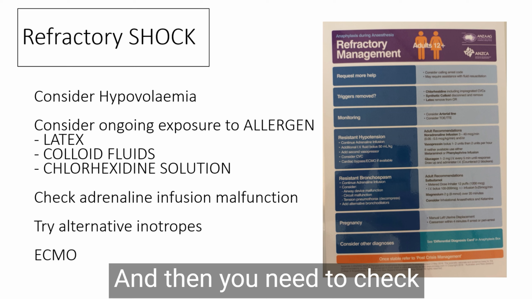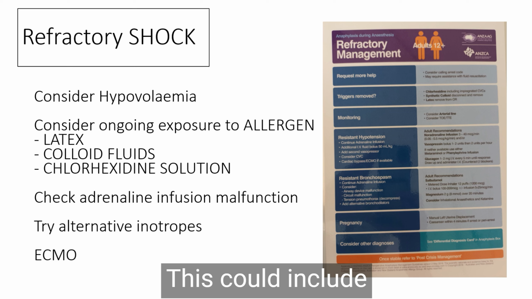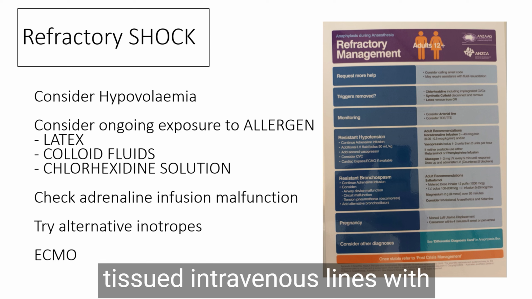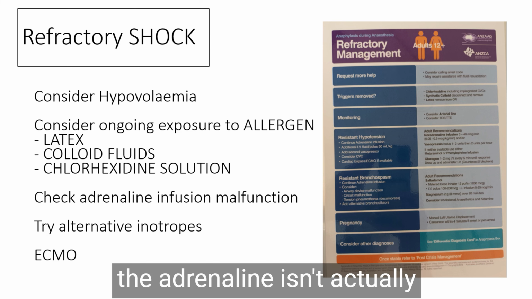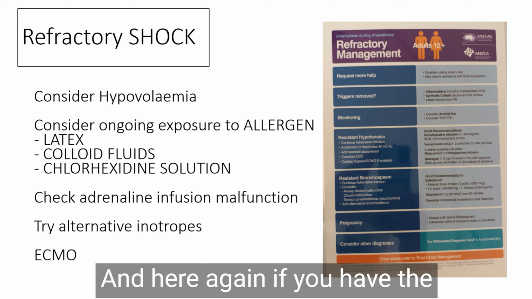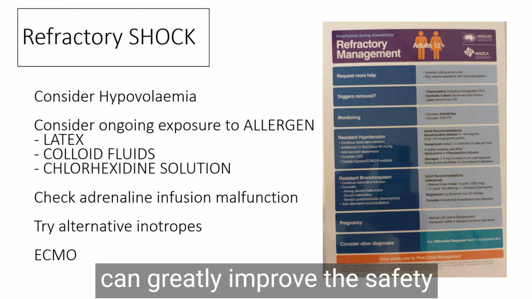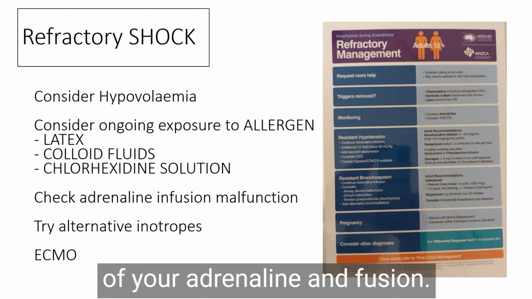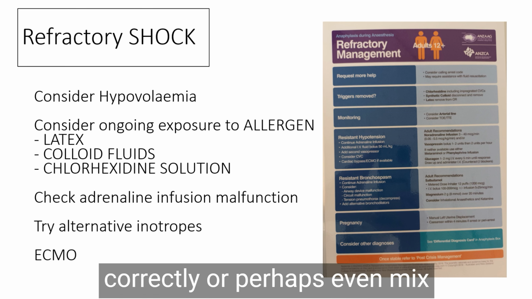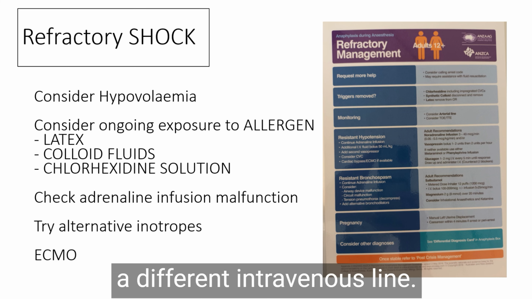Then you need to check that your adrenaline infusion hasn't malfunctioned. This could include disconnections, loose connections, and tissued intravenous lines where the adrenaline isn't actually reaching the bloodstream. Here again, if you have the facilities to put in a central line during the resuscitation, this can greatly improve the safety of your adrenaline infusion. You can also check that you mixed the solution correctly, or perhaps even mix a new solution and try it on a different intravenous line.